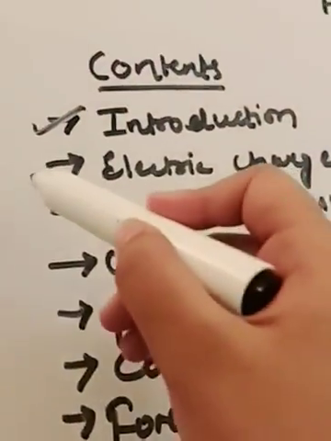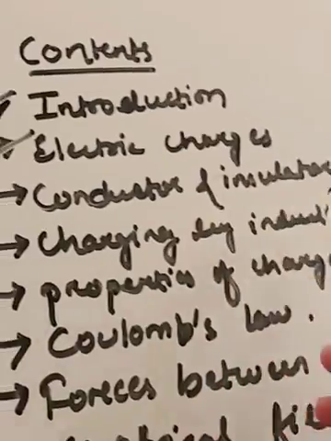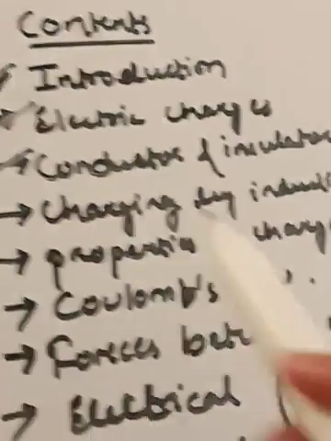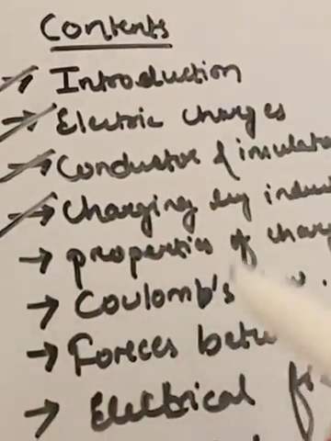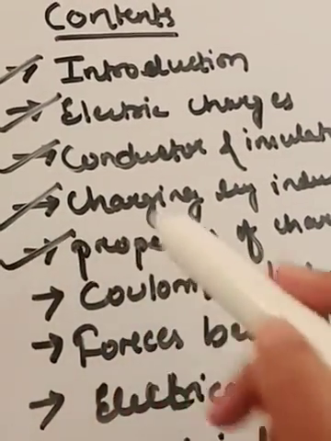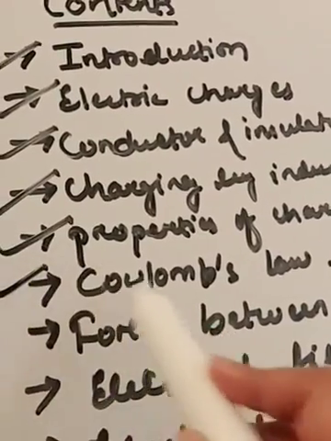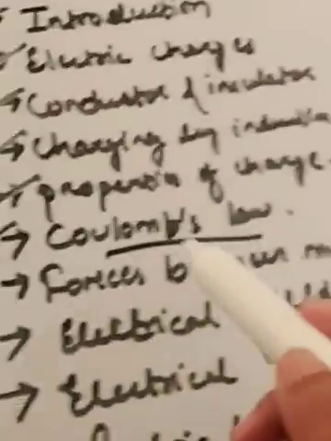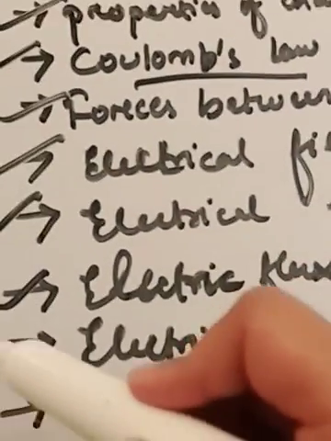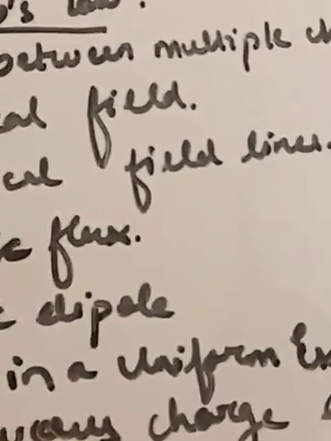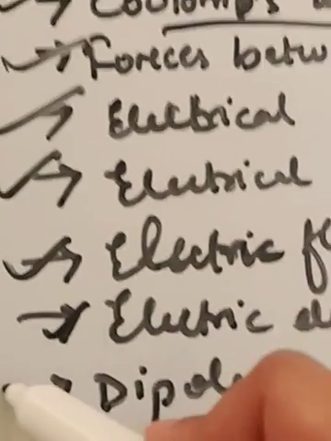Then we'll read electric charges. Then conductors and insulators, charging by conduction, properties of charge, Coulomb's law, the vital law of this chapter. Then forces between multiple charges, electric field lines, electric flux, electric dipole in a uniform external field.